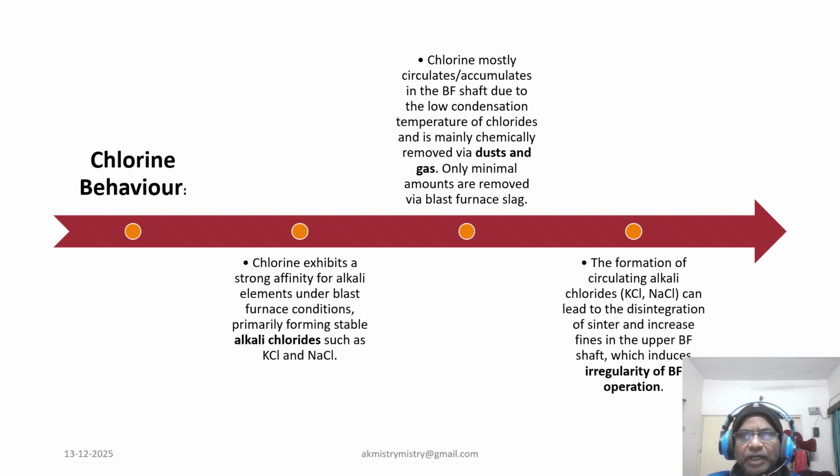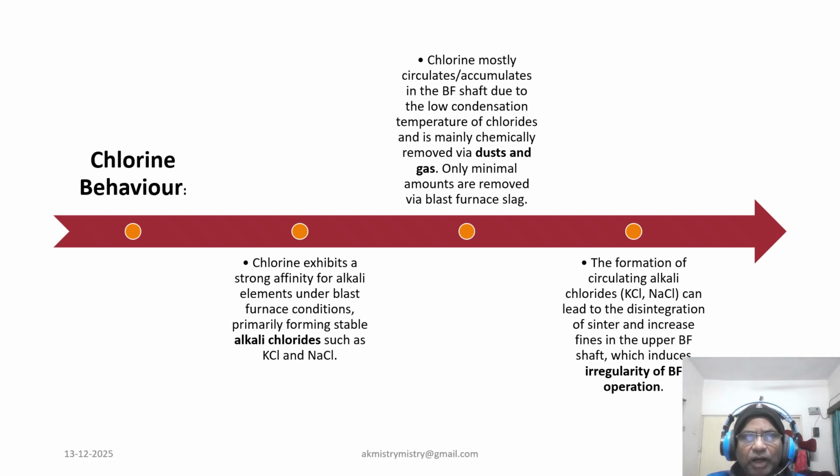Now coming to our next slide, which is on the details of the problematic behavior of chlorine, which is our core area of discussion. The key point here is that chlorine is not effectively removed through the slag. This is the biggest challenge. Due to the low condensation temperature of chloride, it primarily circulates and accumulates in the blast furnace shaft, leaving mainly via dust and top gas.